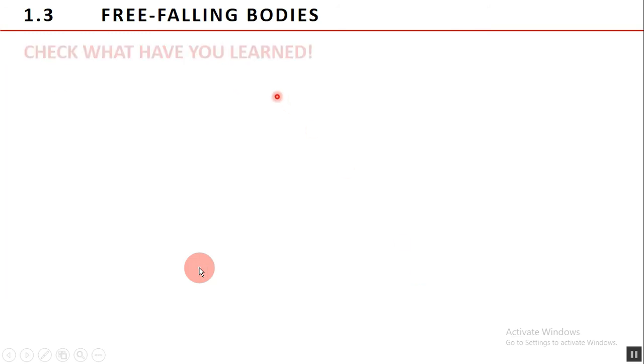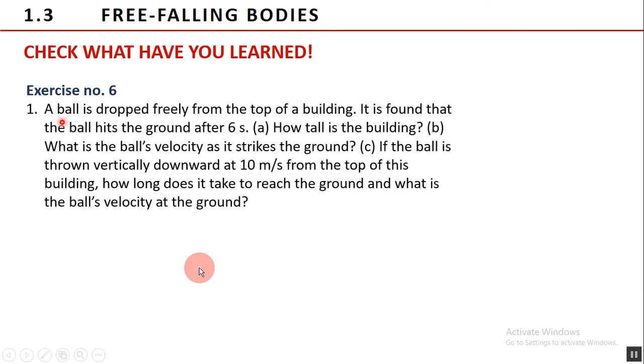Now, it's time for your regular brain exercise. Good luck. Exercise number 6. Number 1, a ball is dropped freely from the top of a building. It is found that the ball hits the ground after 6 seconds. Letter A, how tall is the building? Letter B, what is the ball's velocity as it strikes the ground?